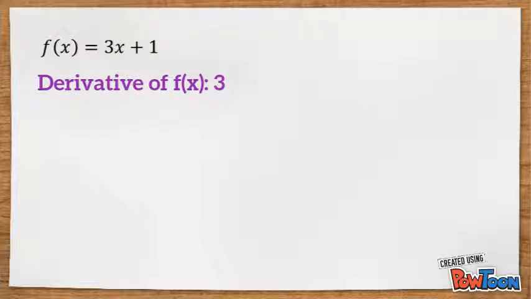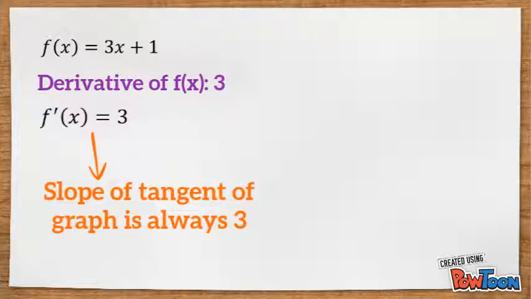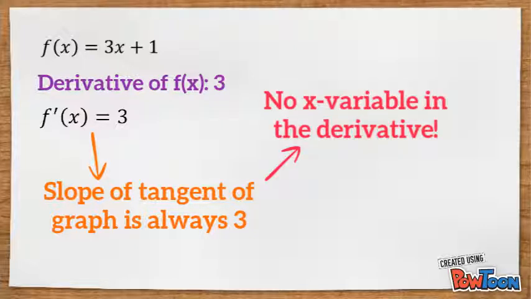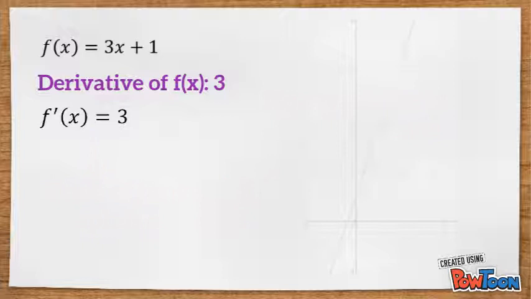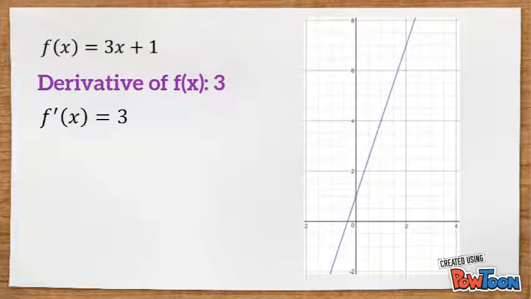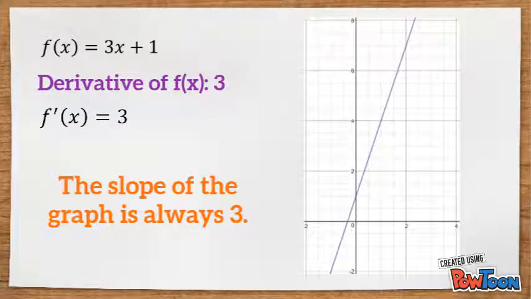If the derivative of f of x is 3, this means that the slope of the tangent of the graph is always 3 regardless of the value of x. We know this is true because there is no x variable in the derivative. If we take a look at the graph of the function, we can see that this is right. The slope of the graph is a constant value of 3 over the entire domain. Now let's do another example.